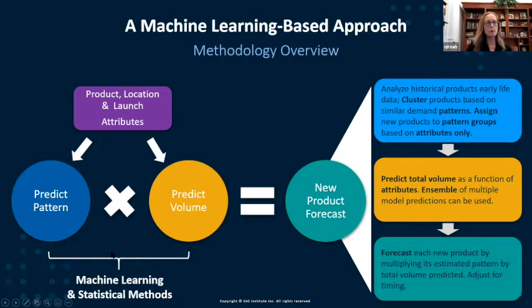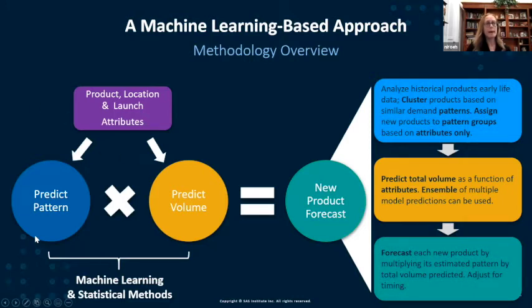So we split the problem in two, right? And we create models that predict the pattern and models that predict the volume. And those predictive models are using attributes from the product, the location, the launch, attributes that are known about the new product to be launched, right? That's all we can use in terms of inputs in those predictive models, because that's all we know about the new product, okay? I'm not being totally honest here. Actually, we do have some more information, which is the historical demand data on the historical products that may have similar behavior to your new product.